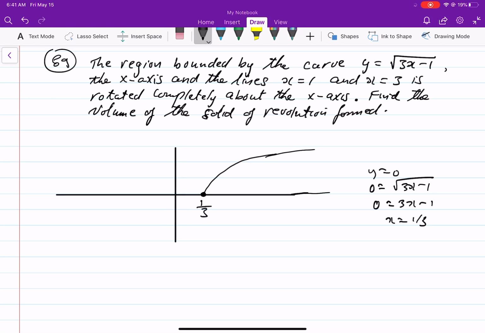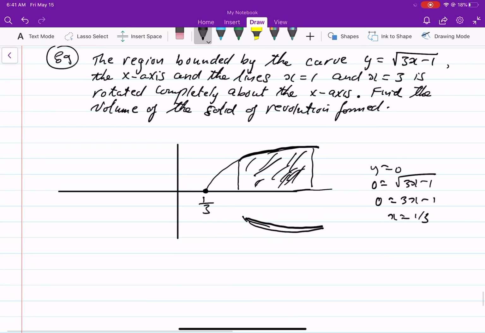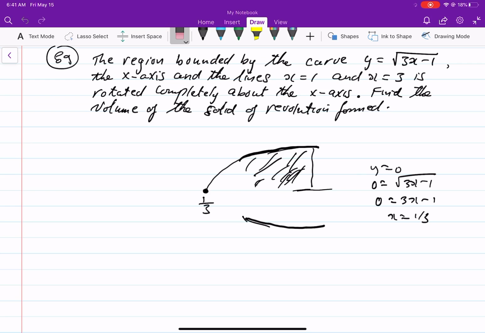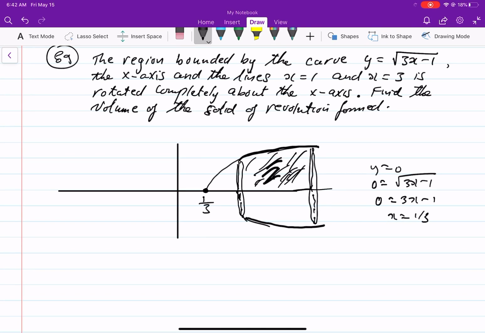They want the area bounded by the curve, the x-axis, the lines x equal 1, let's say a little further along, and x equal 3. This region here. I'm going to wrap it around the x-axis, and you get something looking barrel-like. There and down there. Yes, something like so and like so. This is between 1 and 3.